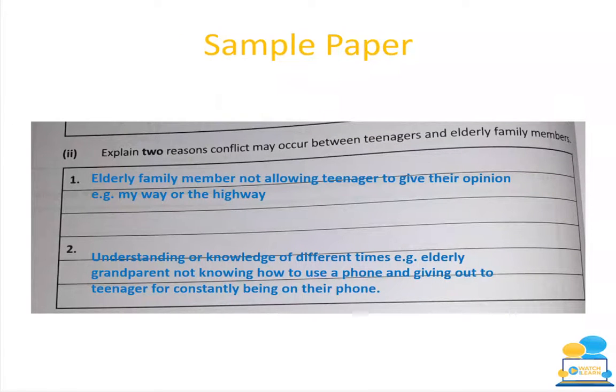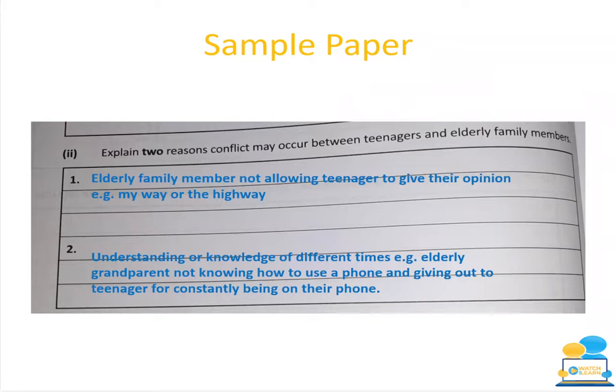Here is another sample paper. Explain 2 reasons conflict may occur between teenagers and elderly family members. So my first sample answer is elderly family member not allowing teenagers to give their opinion, e.g. my way or the highway. So for example, the grandparent thing is older. They think I know this and we're only doing it this way because this is how I've done it my whole life, and you're not doing it another way. And then this can cause conflict, okay?